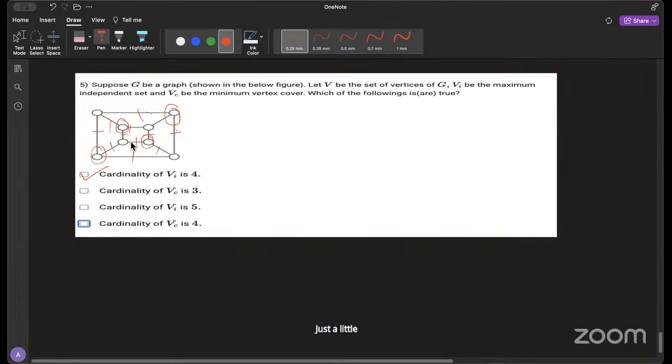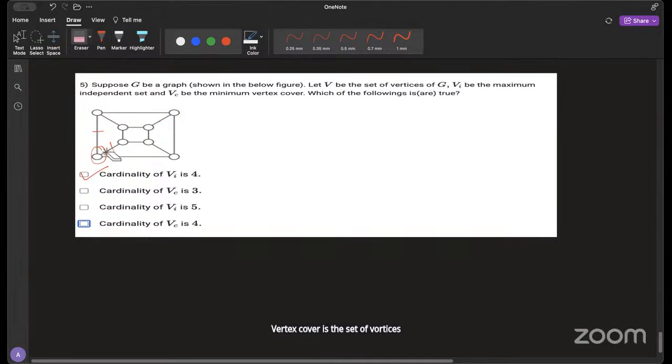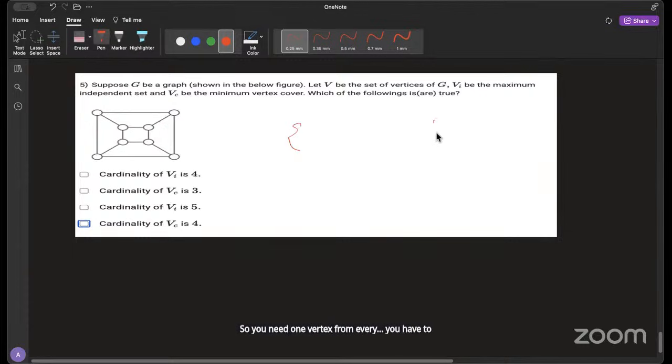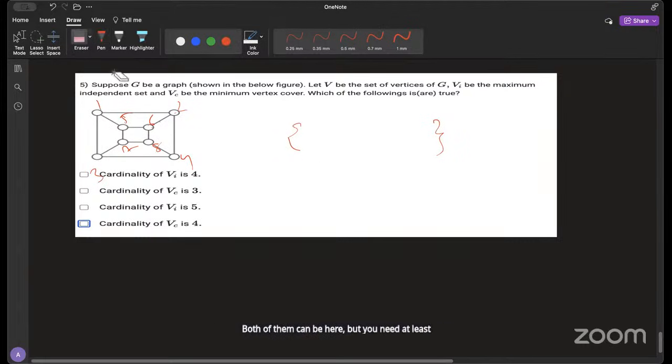Just a little confusion in the definition, ma'am. The vertex cover are the vertices which are not directly connected, like in a way. Vertex cover is the set of vertices where from each edge you have at least one vertex. You have to collect vertices in such a way that if this is first, second, third, fourth, fifth, sixth, seventh, eighth, every edge has at least one vertex in the set. So if this is an edge, out of 6 and 2 you should have at least one of them here. Both of them can be here, but you need at least one.